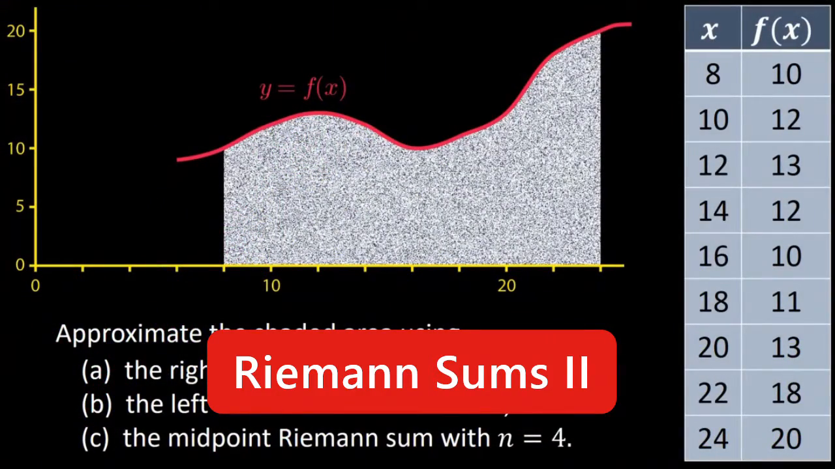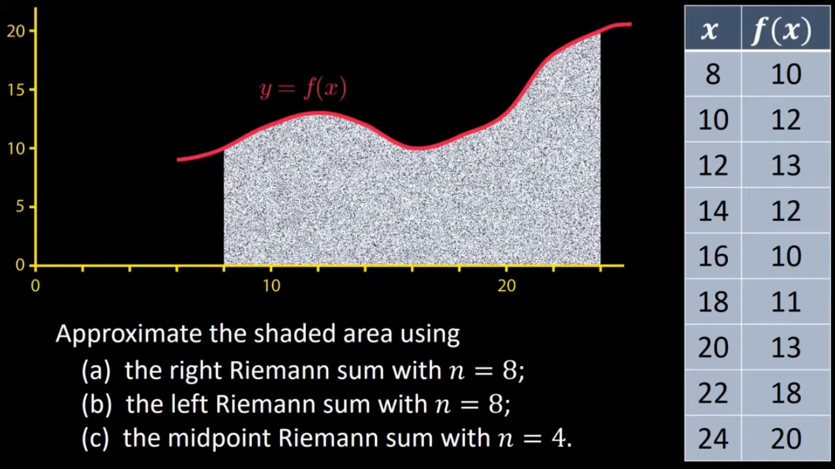This is part 2 of a video series on Riemann sums. So if you haven't watched my previous video, go back and watch that now. Here we solve a problem in which we're given a graph, also a table of values for a function. We're asked to approximate the area of the highlighted region under the graph of f between 8 and 24 using Riemann sums.